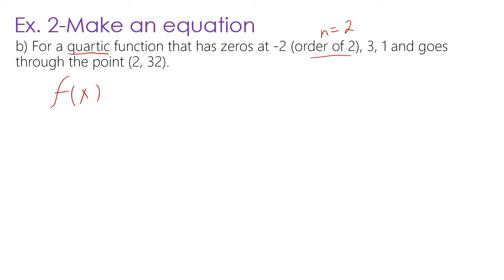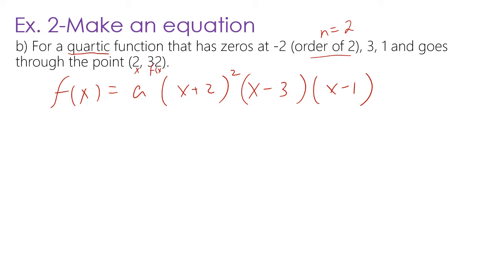Starting point, f of x equals a, and then a 0 at -2, x plus 2, but it's order of 2, so it means our exponent's 2. 3, so x minus 3, and 1, so x minus 1. And it goes through the point 2, 32. So there's your x, there's your f of x or y. Go through the exact same process.